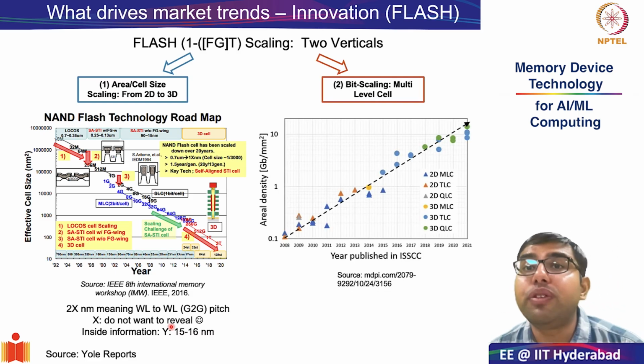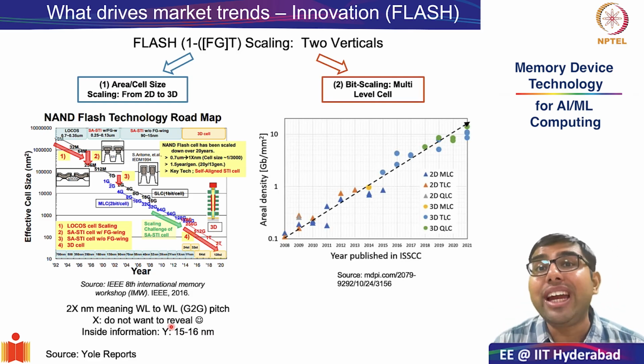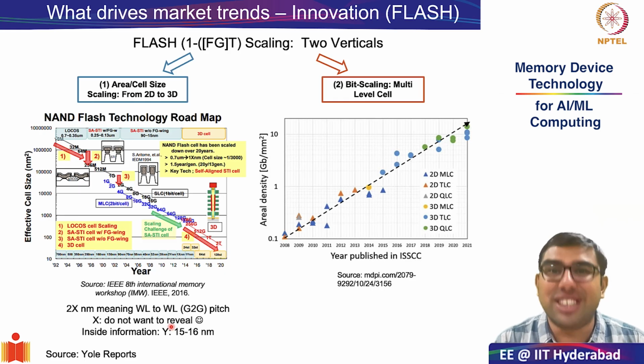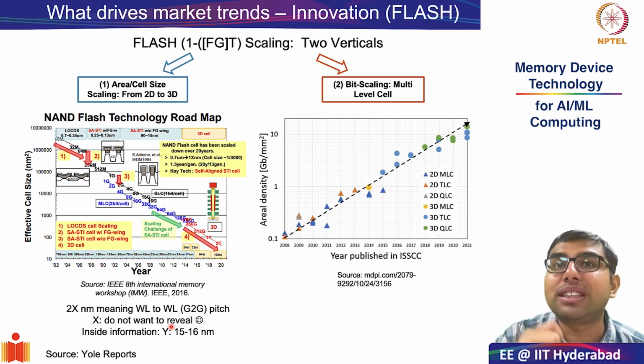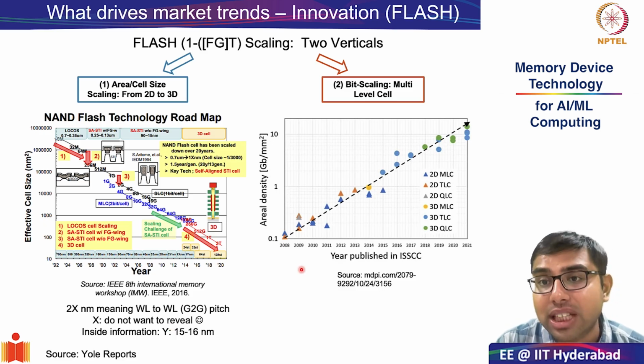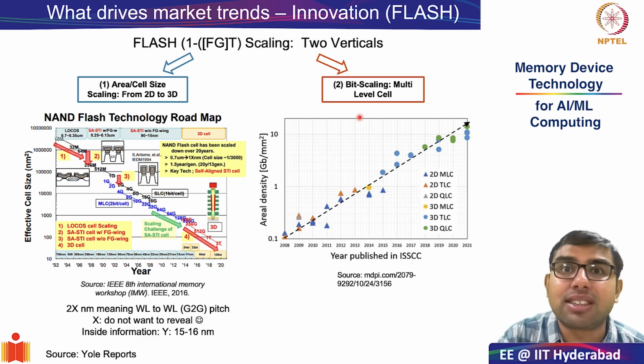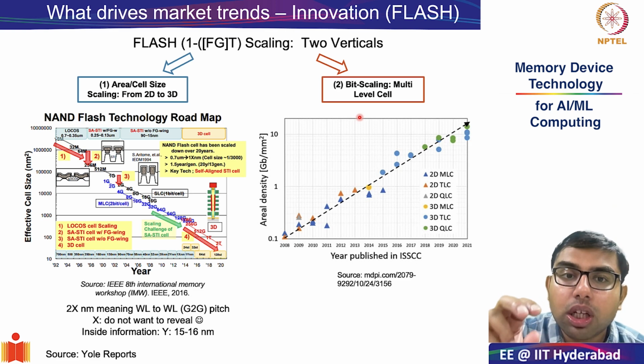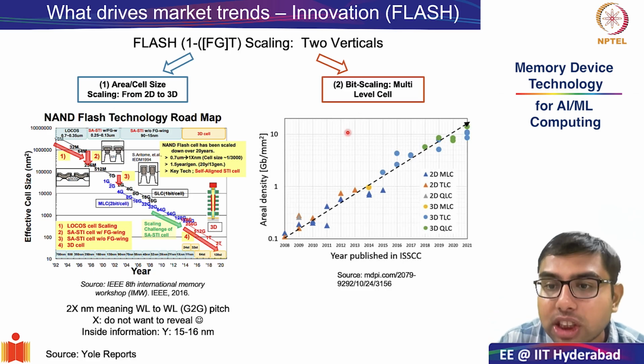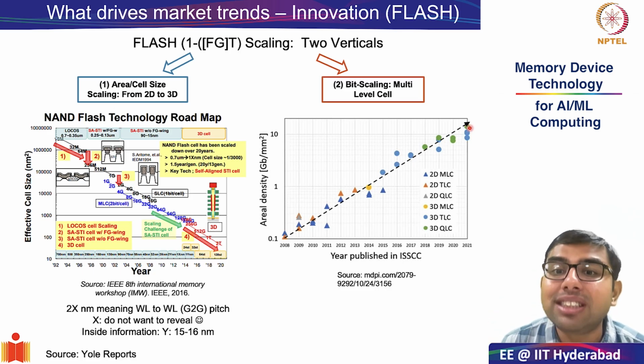The second part of the story: while you were trying to make the row houses into multi-storied buildings, the other level of scaling that you were doing in the NAND flash is trying to accommodate more logical bits into the same charge trapping transistor. And this is the story which has also enabled more areal density.